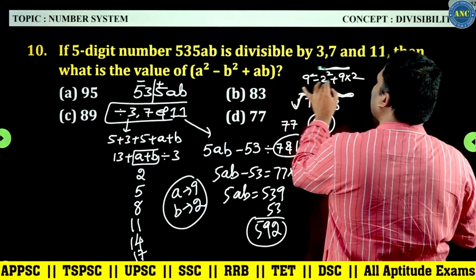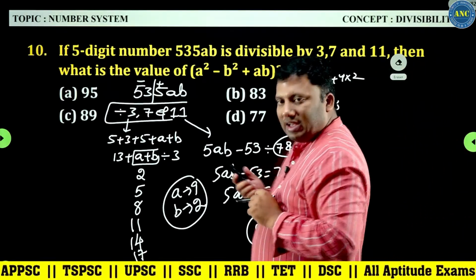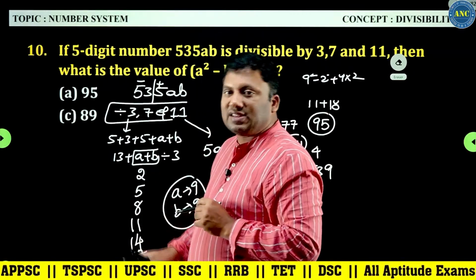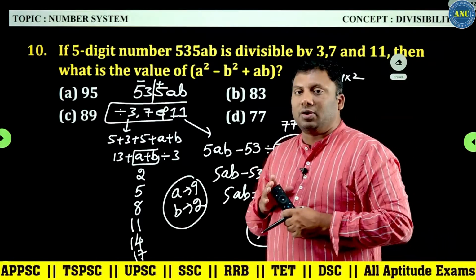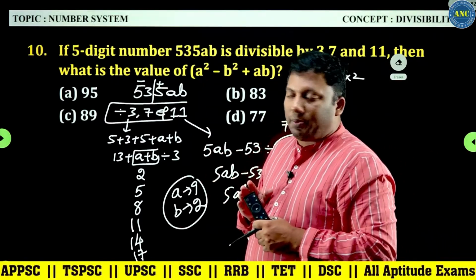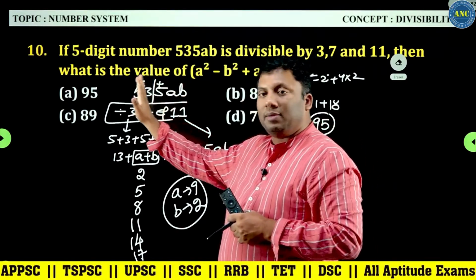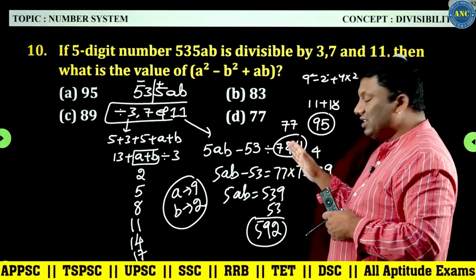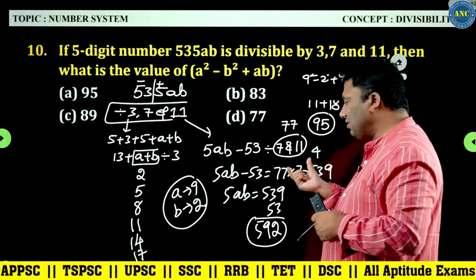The only thing you should know is the divisibility rule of 7 and 11. In fact, while doing this entire process, multiple cases come up, so it is better to do this process. What is the divisibility rule of 7 and 11? Start from the right-hand side, take a group of 3 digits, and alternately add and subtract. It is 5ab minus 53. 5ab minus 53 should be divisible by 7 and 11. The number which is divisible by 7 and 11 is 77.